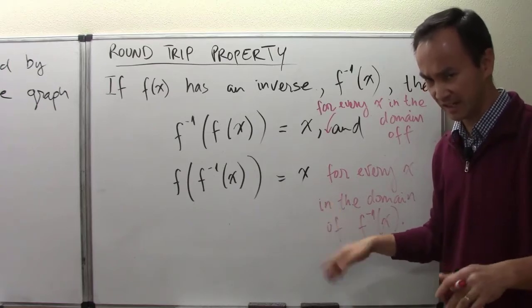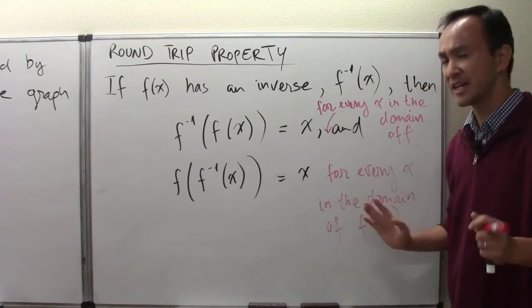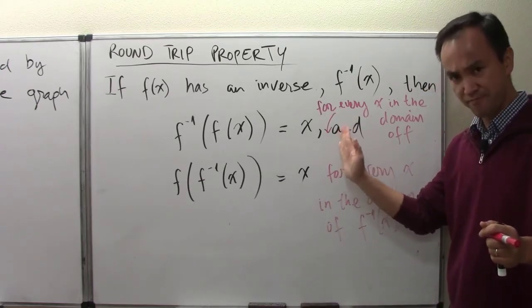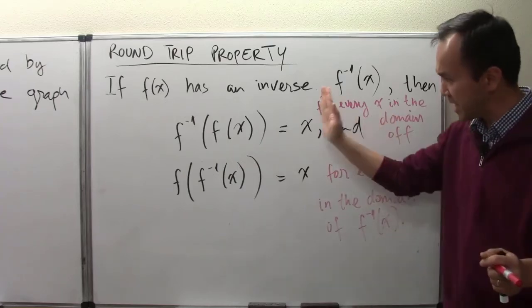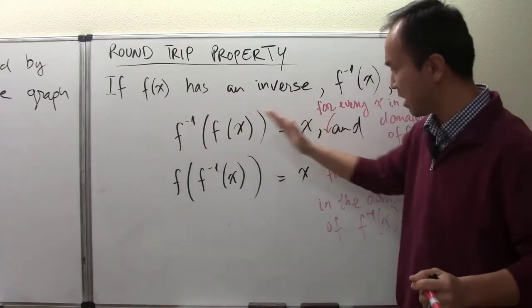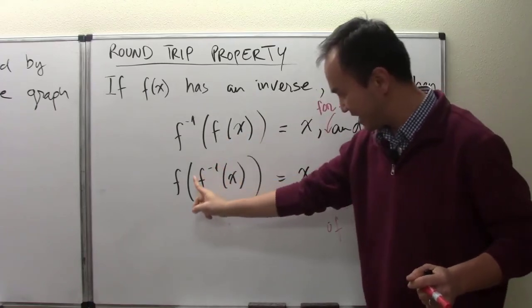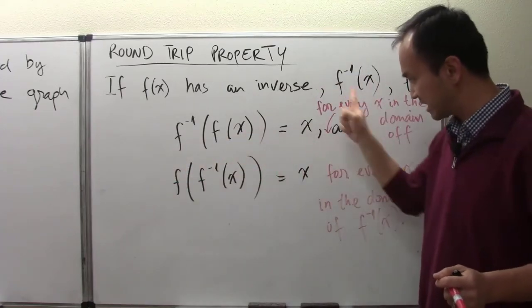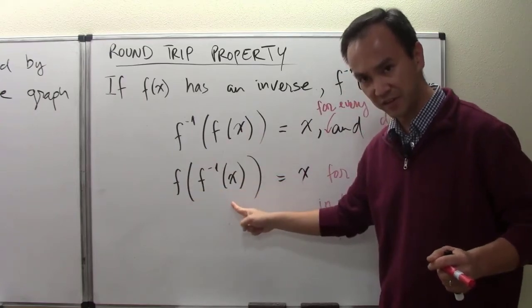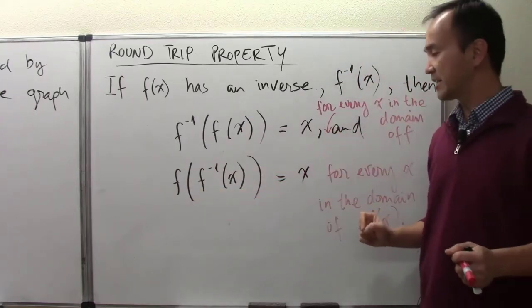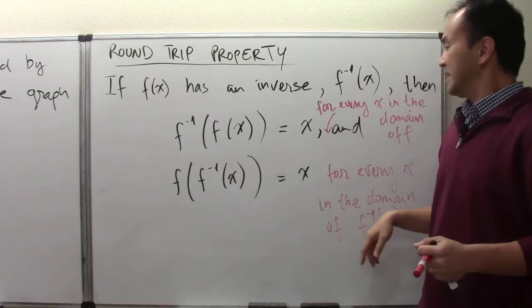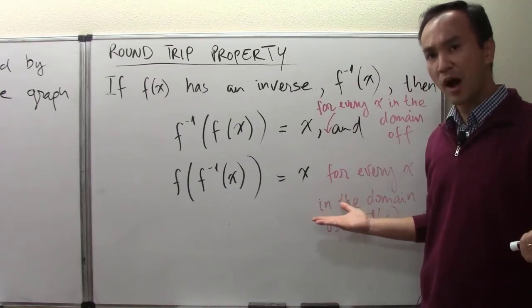We will get to that emphasis later, but right now I just added it in for extra clarification, but the main thing you need to focus on is this property right here, f inverse of f equals x, okay? And then on the other hand, f of f inverse equals x as well, okay? So now, why is this so important?